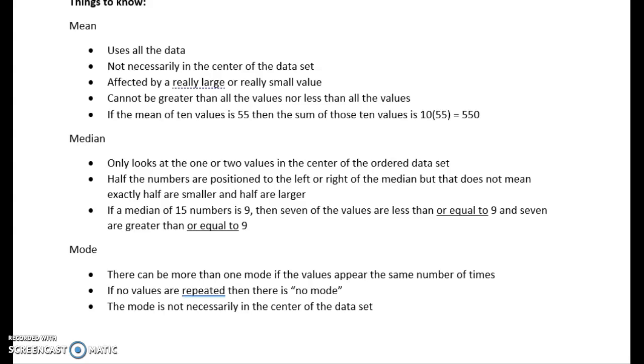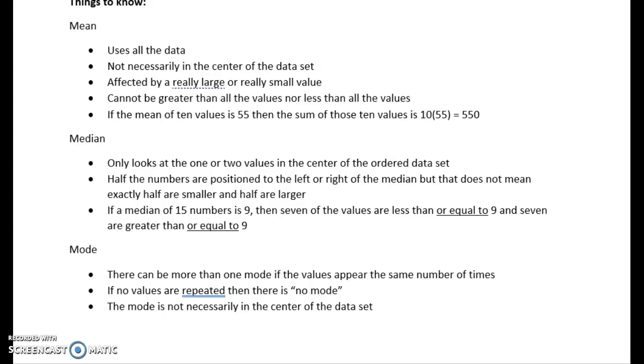The mean can be affected by a really large or a really small value. So if you have a really big number compared to the rest of the data, the mean might be pulled up and be a little bit larger than, let's say, the median of that set. Likewise, if you have a really tiny value, like a 0 in your data set, that's going to really pull and affect the mean and make it smaller than the median would be.